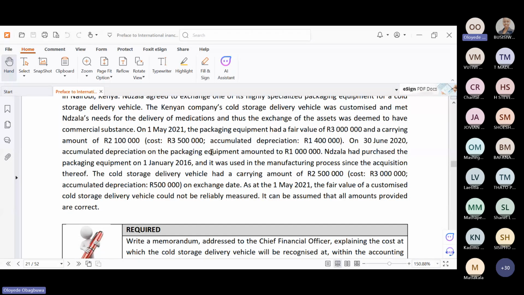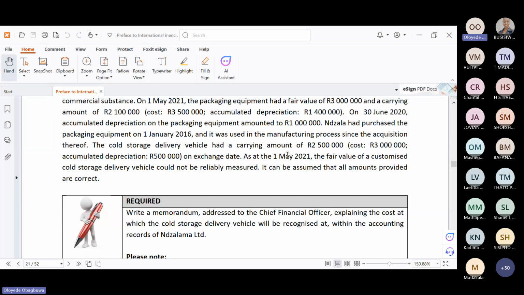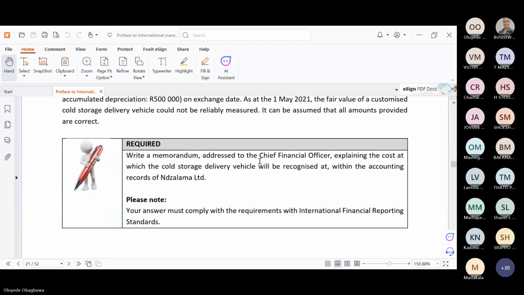Write a memorandum addressed to the Chief Financial Officer explaining the cost at which the cold storage delivery will be recognized within the accounting record of Nzalama Limited. Please note your answer must comply with the requirement of the IFRS.